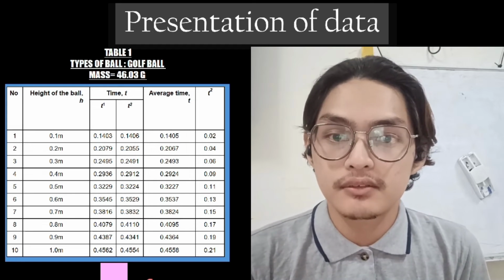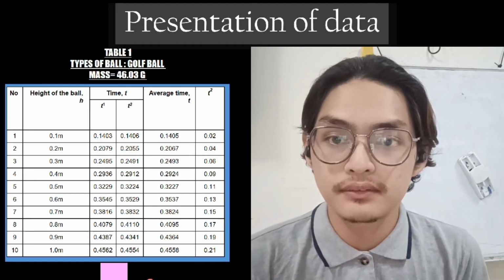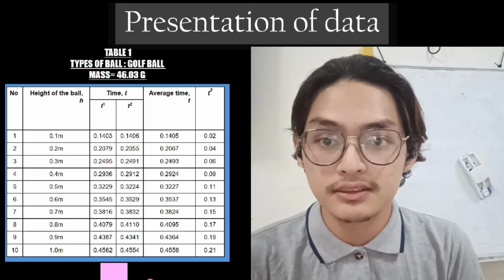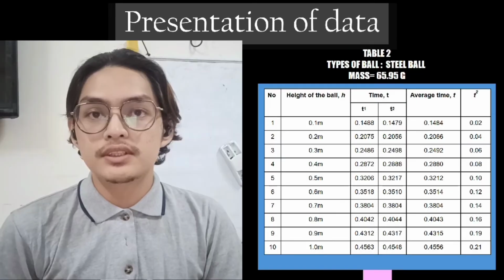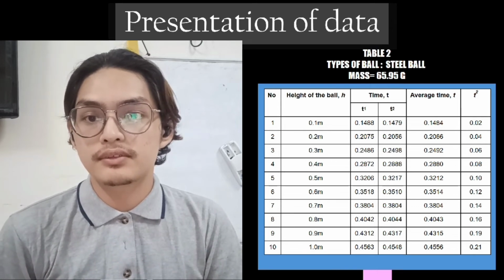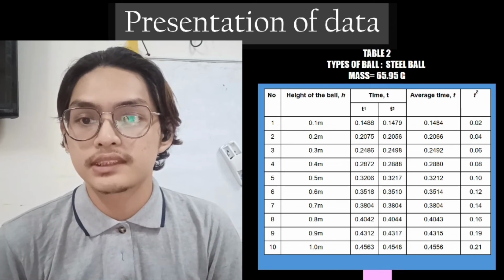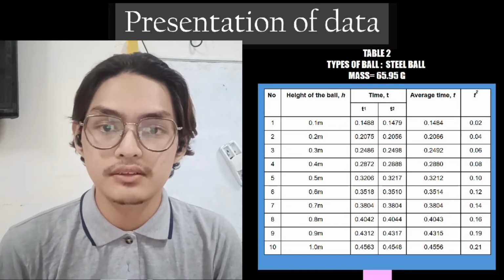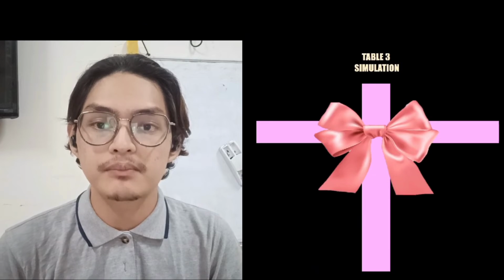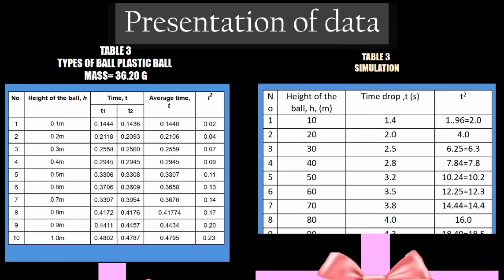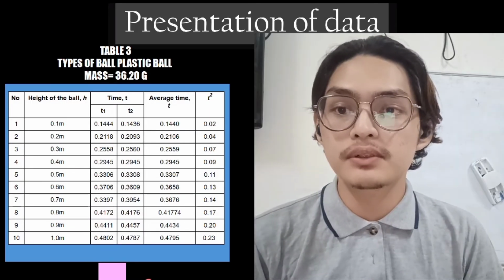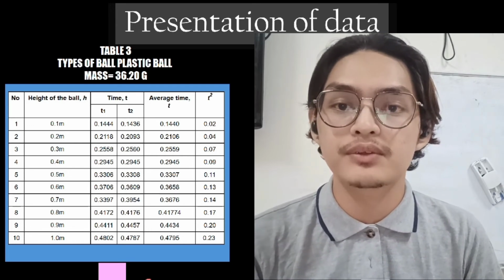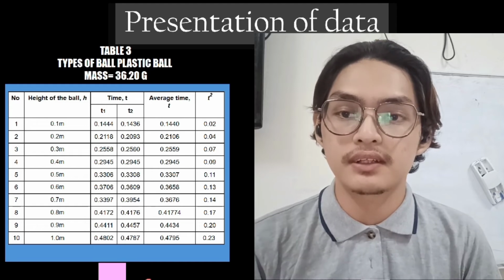This is the result based on the experiment of golf ball, mass of 46.03 gram. Using the same height of the ball from golf ball, change the ball into steel ball, which has a mass of 65.95 gram. Results for table 3 is done by plastic ball, which have a mass of 36.2 gram with the same height.